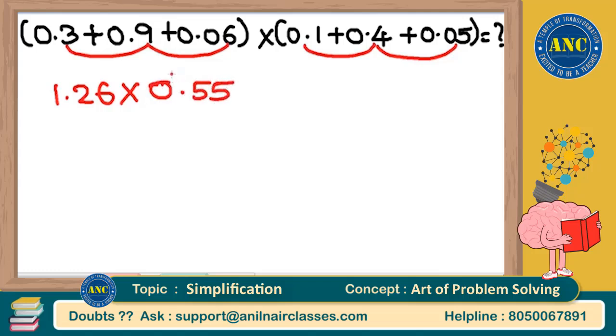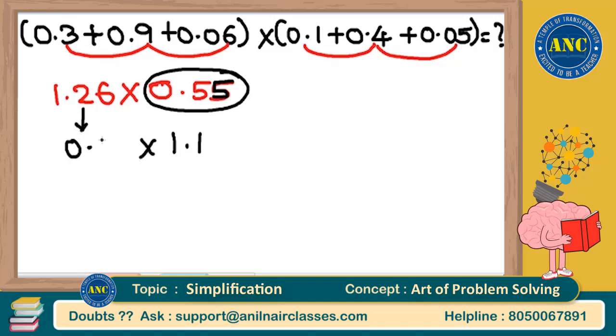0.55. I don't like 5 in the end, sir. I hate it. I don't like 5 to be at the end. So double it. 1.1 it becomes, and then half it. It becomes 0.63. And I know that my students know so beautifully how to multiply 63 into 11.